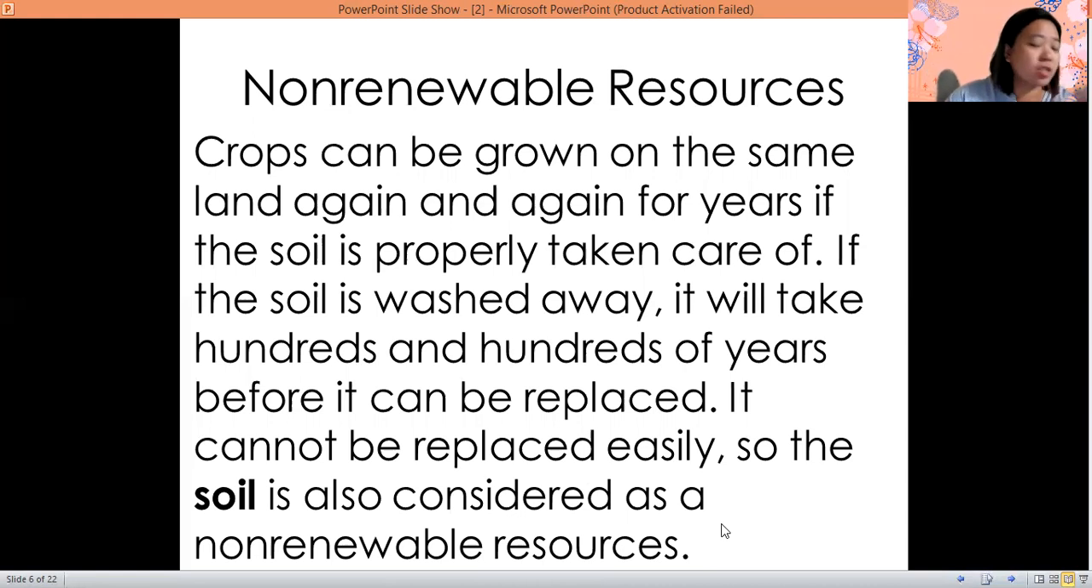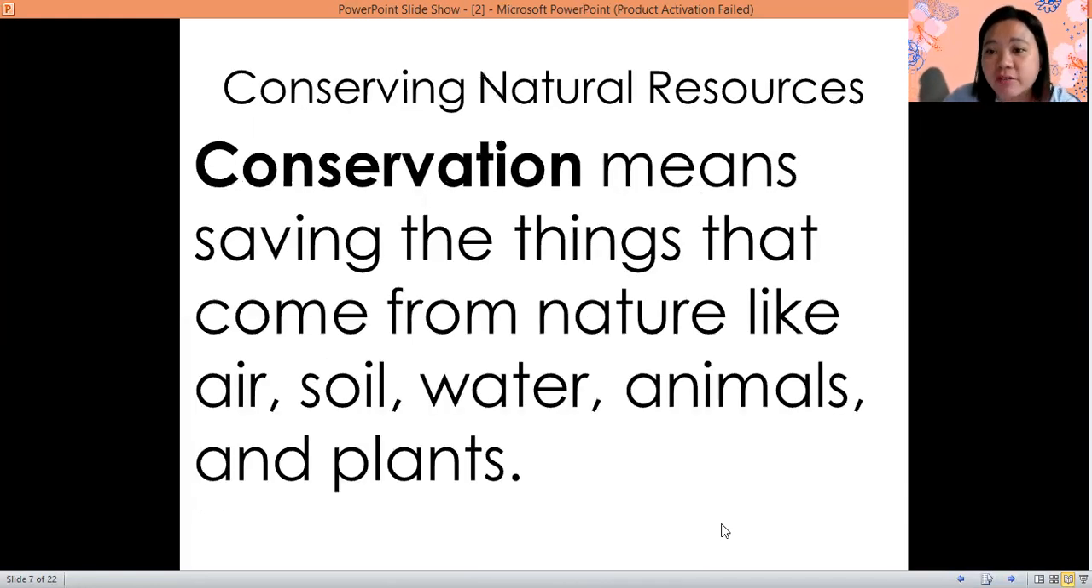Okay, so these are the examples of non-renewable resources. So what are we going to do so that we cannot use up all the resources? We need to conserve our natural resources. Ano yung ibig sabihin ng conserve? What is conservation? It means saving. Okay, we need to save the things that come from nature, like our air. We need to conserve it. Soil, water, animals, and plants. So we need to conserve these. It means saving the things.